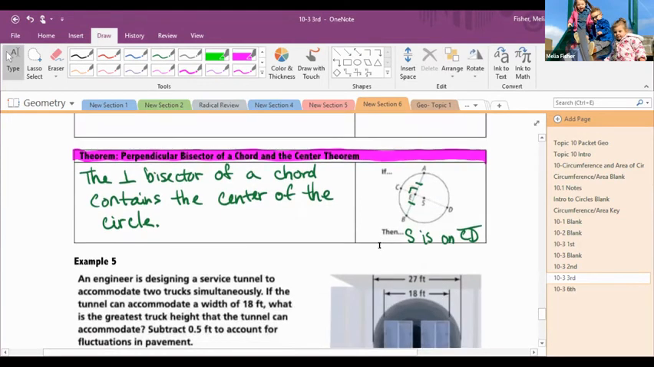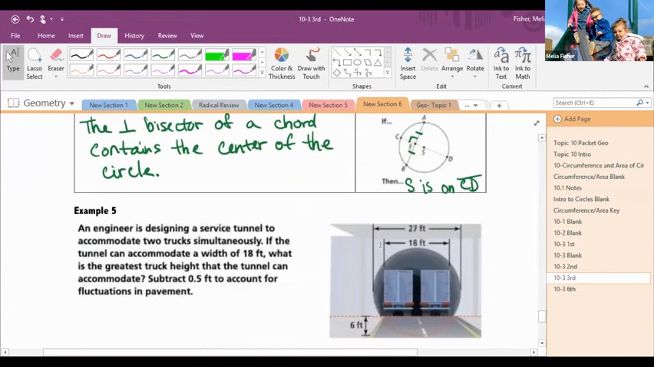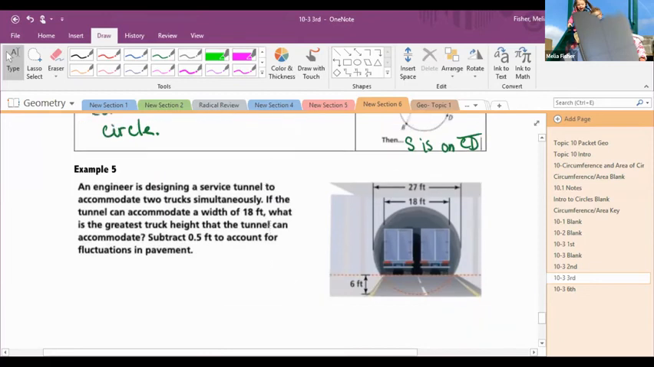We have time to look at example 5. Example 5 says an engineer is designing a service tunnel to accommodate 2 trucks simultaneously. If the tunnel can accommodate a width of 18 feet, what is the greatest height that the tunnel can accommodate? And then it tells us to subtract 0.5 feet to account for fluctuations in pavement. We would not want to build this too exact and then have a truck get stuck because there's a fluctuation.